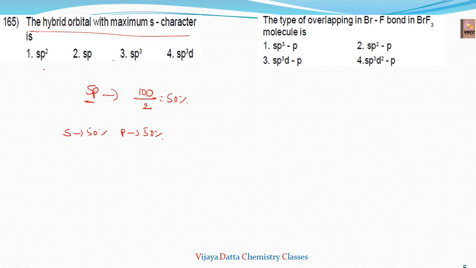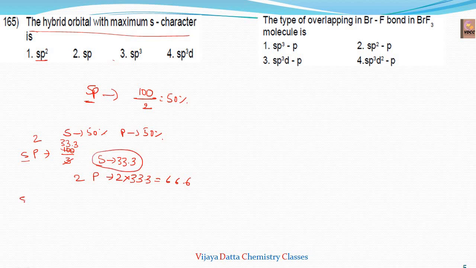Next, come to sp2. sp2 is nothing but 3 hybrid orbitals: 1 s hybrid orbital and 2 p hybrid orbitals, total 3. So 100 by 3, if you calculate this, you will get 33.3. So s will have 33.3. There are 2 p orbitals, each has 33.3, so 2 into 33.3 gives you 66.6. So p character is 66.6, s character is 33.3.